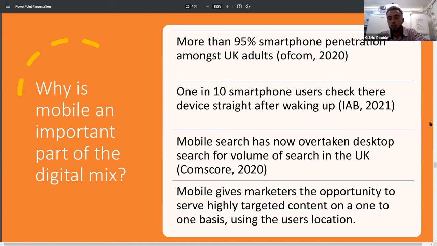And 1 in 10 smartphone users check their devices straight after waking up. So you can certainly have a share of voice of that. Mobile search has now overtaken desktop research, which is now the new normal. And also mobile gives marketers the opportunity to serve highly targeted customers on a one-to-one basis. You can have a one-to-one dialogue and one-to-one communication with your audiences using location. The social networking sites will prioritize your content based on location. So bear that in mind as well, and certainly bring that into your marketing.